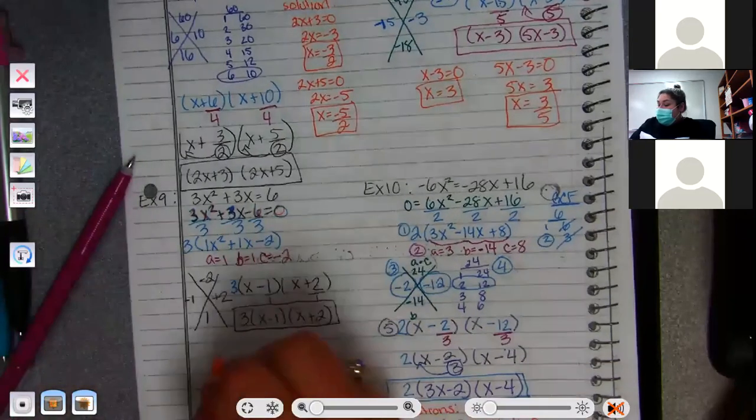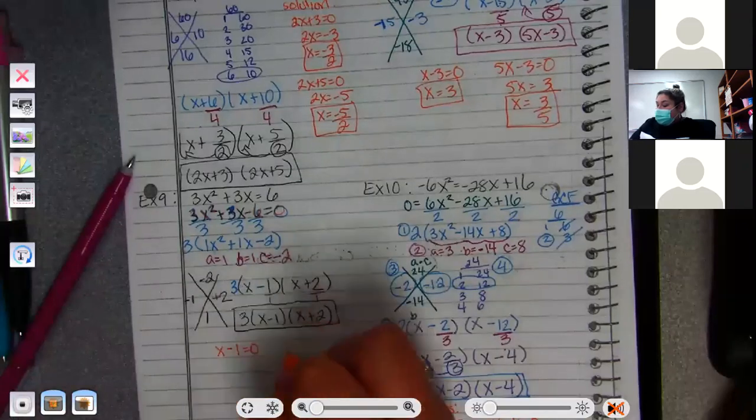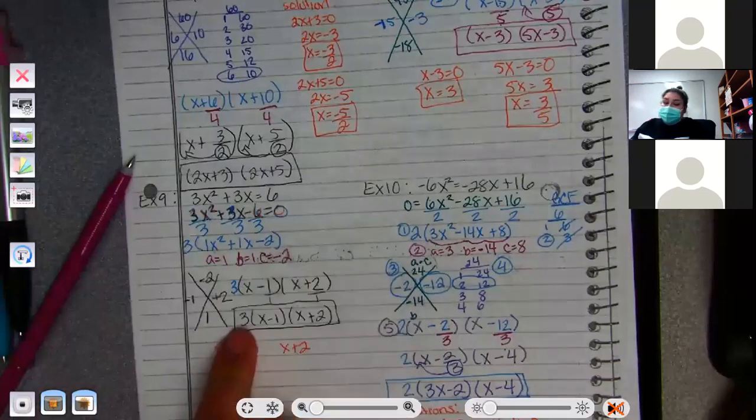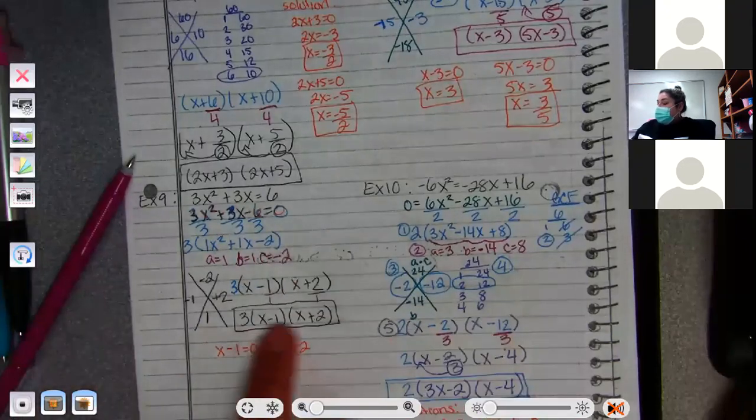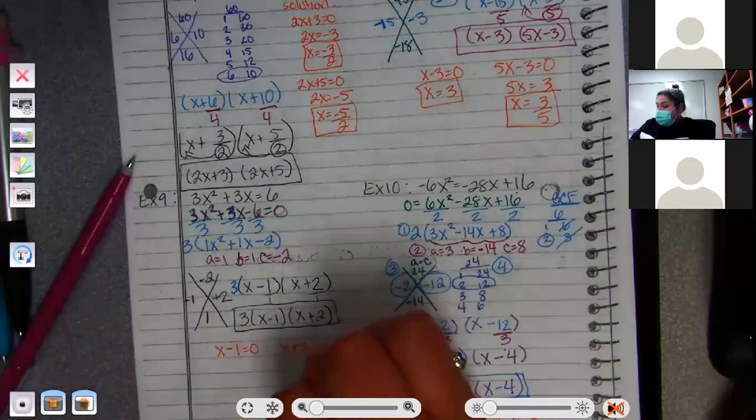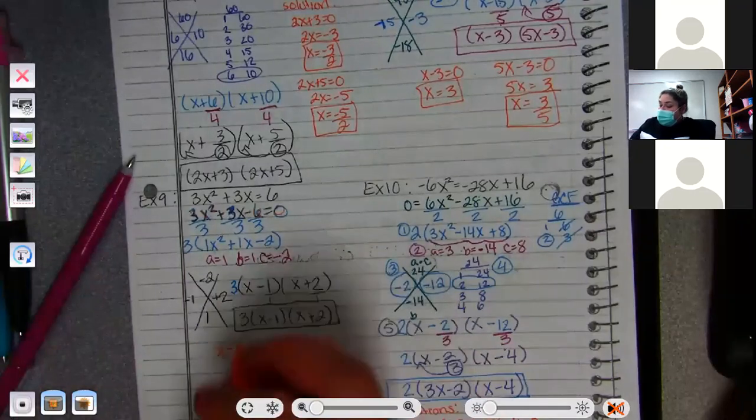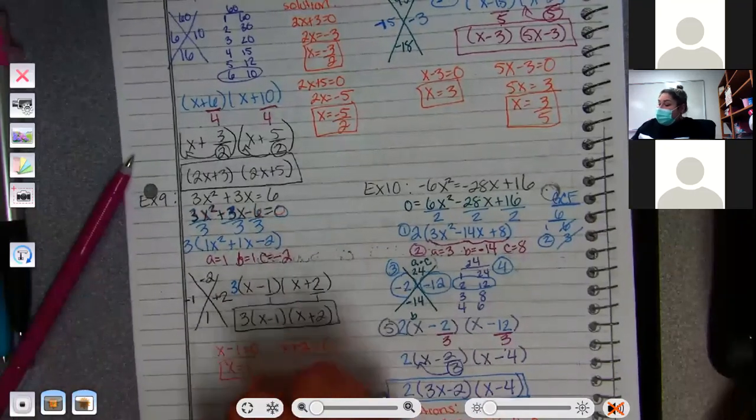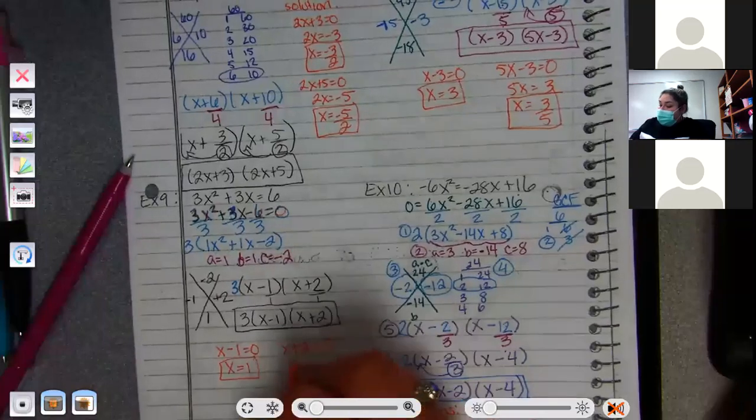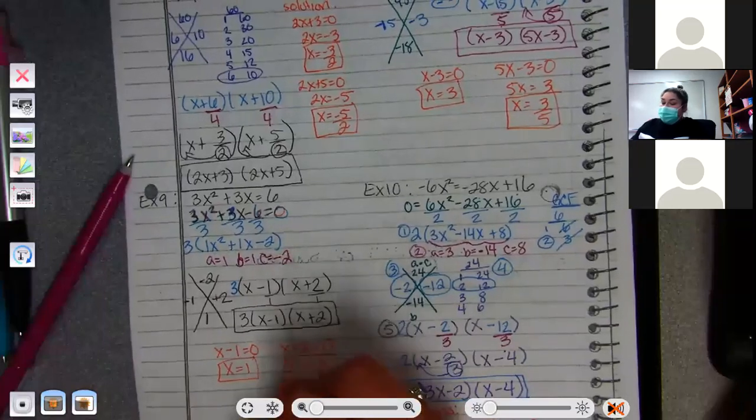X-intercepts, set each factor equal to 0. And 3 is a factor, don't get me wrong, but because it doesn't have an x, it's not going to change anything, right? Like we can't find an x-intercept from that. So we just use the ones that have the x's. So add 1 to both sides, so x equals 1, that's one x-intercept. Subtract 2 from both sides, so x equals -2, that's the other x-intercept.